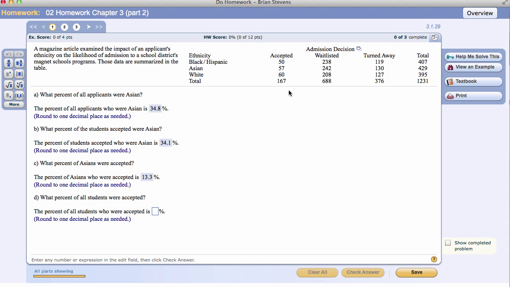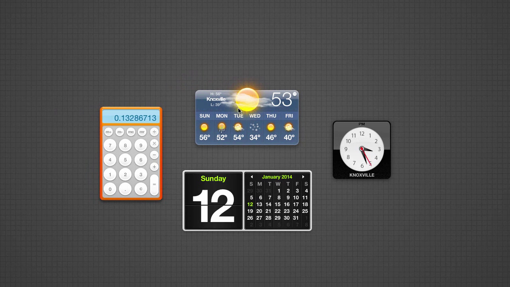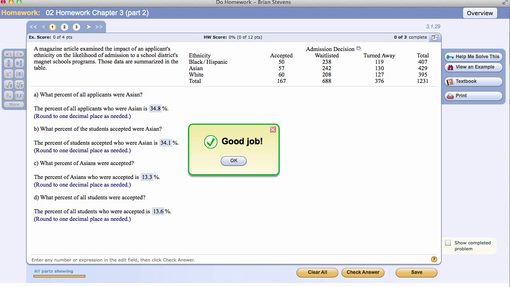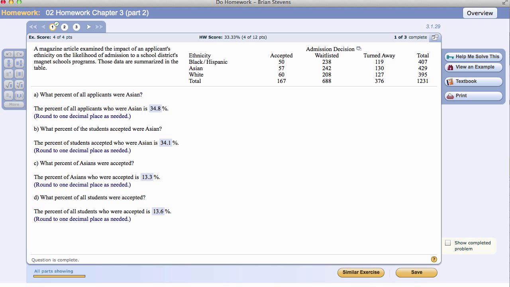The percent of all students who were accepted. So now 167 students were accepted out of 1231. So we can go over here and type in 167 divided by 1231, giving us 13.6. It rounds up once again. 13.6%. Make sure to follow your percentages very carefully, and it wants it to one decimal place on these problems.